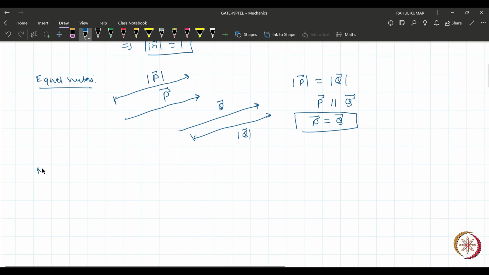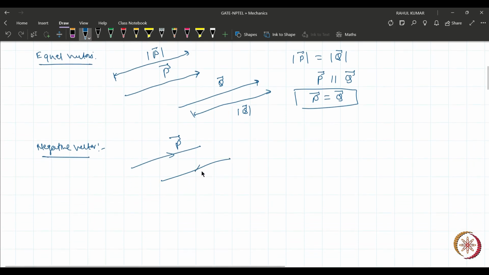Okay. Now we will move to the negative vectors. Negative vector. Suppose there is a vector P and there is another vector Q, but its direction is directly opposite and its magnitude is the same, then we can call it a negative vector. Okay, so we can clearly see that P vector and Q vector have the same magnitude but their directions are directly opposite, so we can call P the negative vector of Q, so we can write P vector equals minus Q vector. Okay.